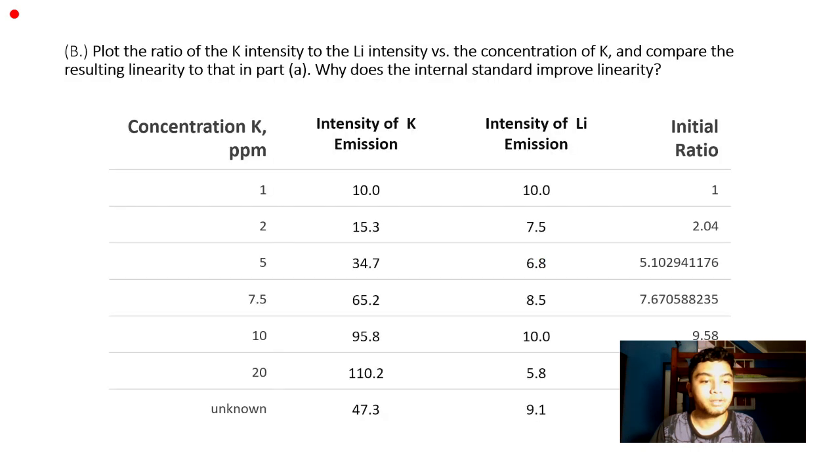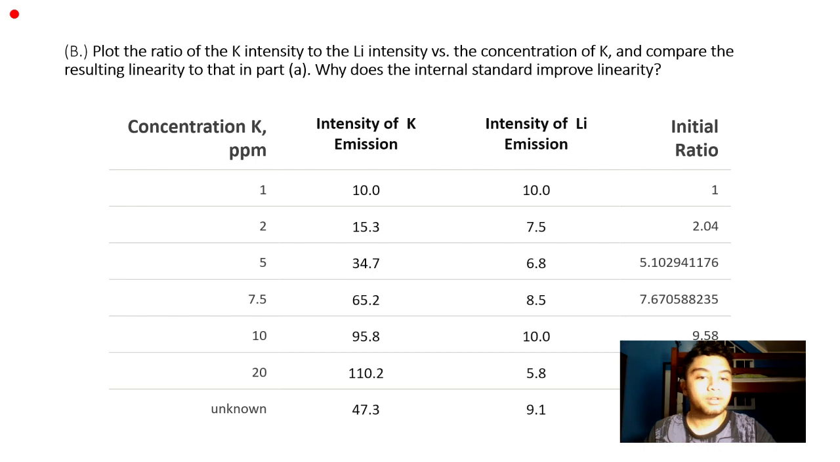For part B, plot the ratio of the potassium intensity to the lithium intensity versus the concentration of potassium, and compare the resulting linearity to that in part A. Question: Why does the internal standard improve linearity? First things first, what we're going to do is find the initial ratio, or the ratio of the K intensity to the Li intensity. So how do we do this?